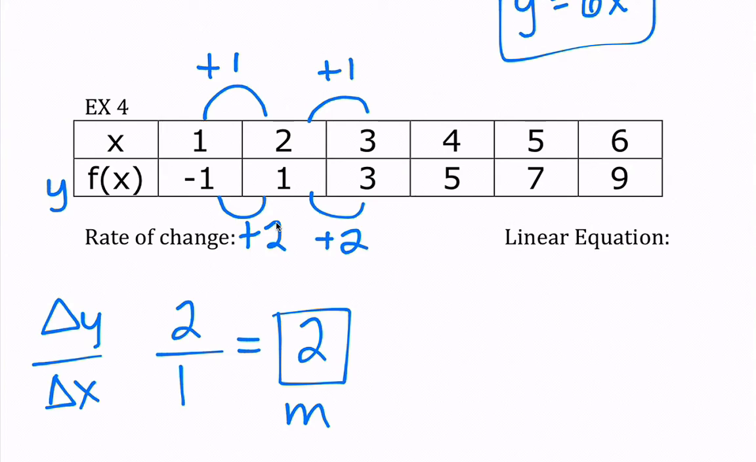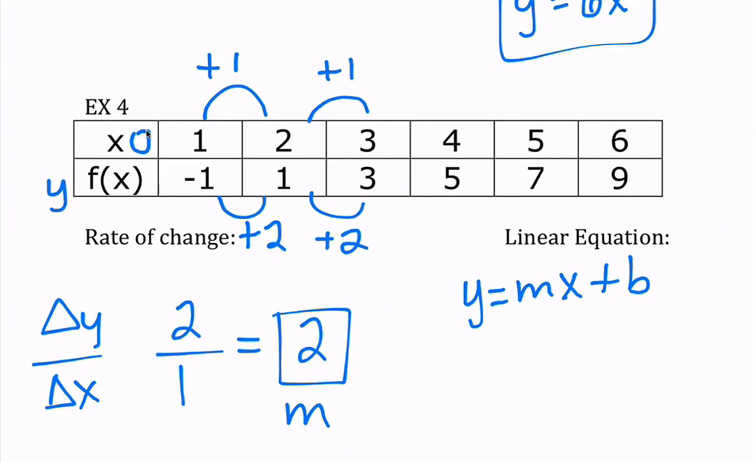So to find our linear equation, we need y equals mx plus b. Well, we know the m is 2 now. We just found that. Our b is our y-intercept. Remember, in a table, you look for where x is 0, which we don't have. So we're going to have to figure that out.